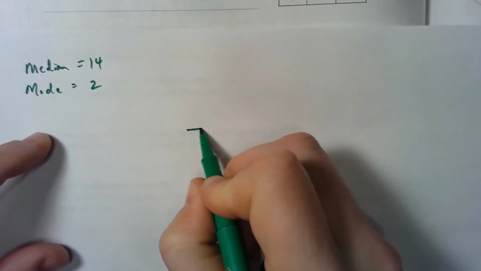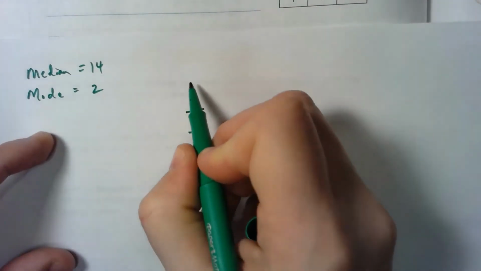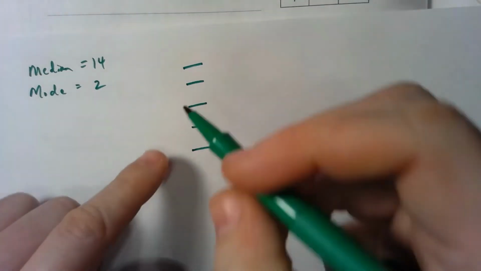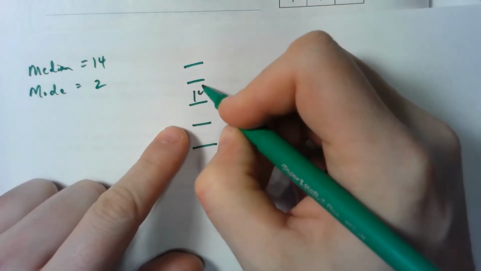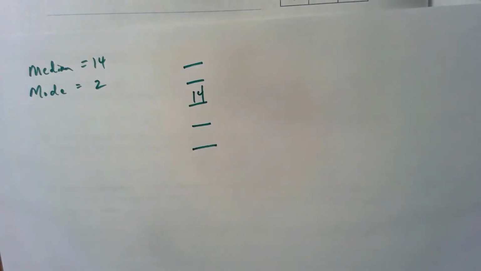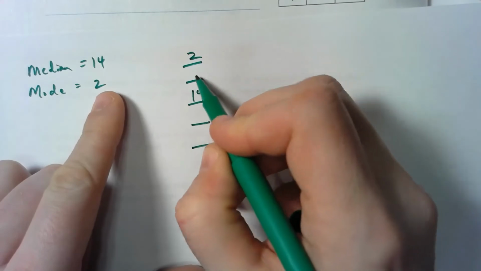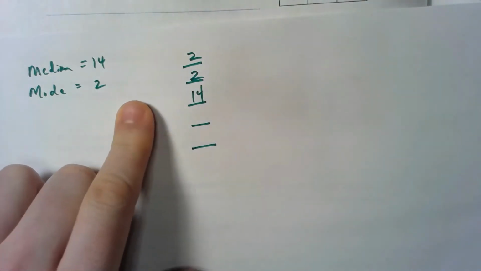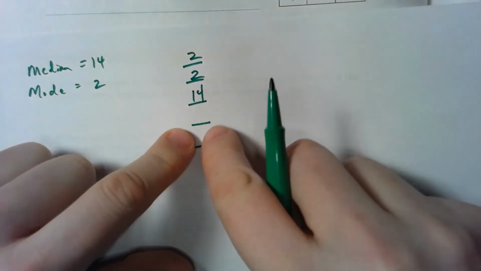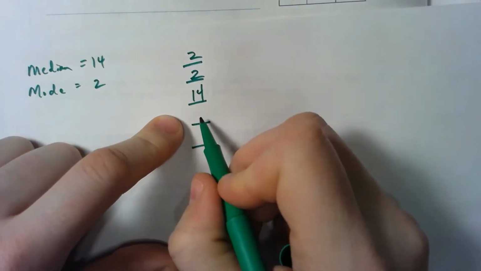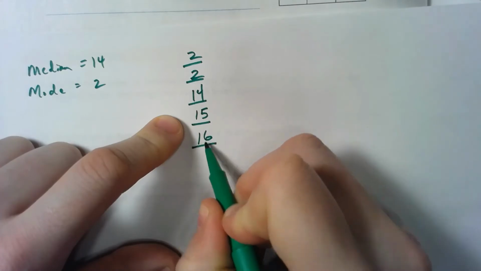So I'm just going to go ahead and let's make 5 numbers to make this fairly easy. And I'm going to go ahead and put 14 as my median, the number that's right smack in the middle. And I want more 2's than anything else, so these 2 numbers right here are going to have to be 2's. And then I need 2 numbers that are greater than 14, but I don't want them to be the same number, so I'm just going to pick 15 and 16.